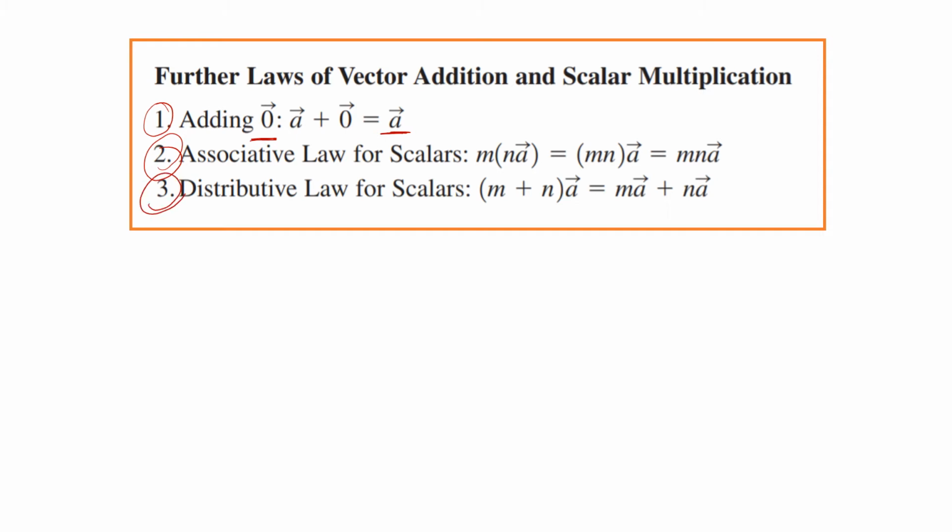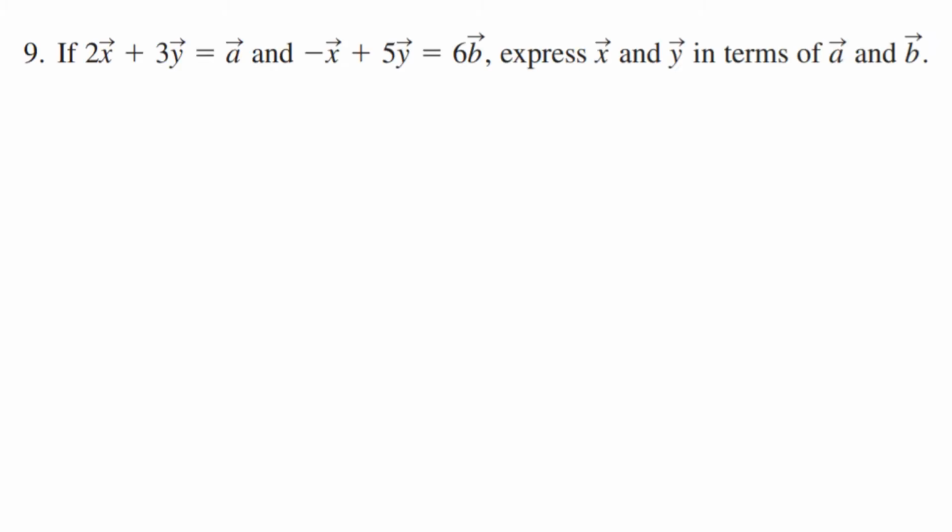Last law is the distributive law for scalars. If I have two scalars where I add them together, I can actually distribute the vector this time to get the value of mA plus nA, so it's just distributing the vector inside. Now that I know all the properties that I need to know, I can just start with this question.